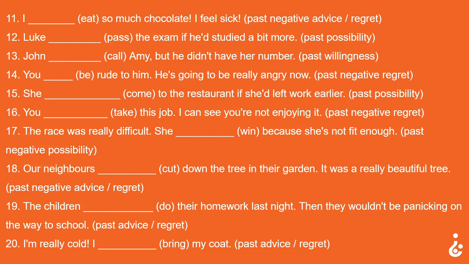Past negative possibility. Our neighbors cut down the tree in their garden. It was a really beautiful tree. Past negative advice or regrets. The children do their homework last night. Then they wouldn't be panicking on the way to school. Past advice. Regret. I'm really cold. I bring my coat. Past advice or regret.